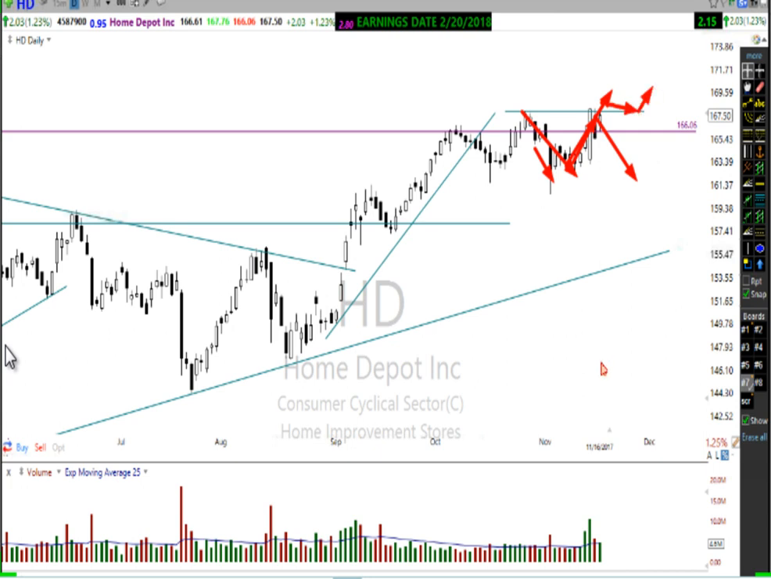Prove to me that you can hold. Here it failed. Failed support right here. Couldn't do it. So now I'm going to force it to do what I want it to do before I trade it. And that's what I mean. I'm really picky. Really picky. The chart does what I want it to do or I don't trade it.